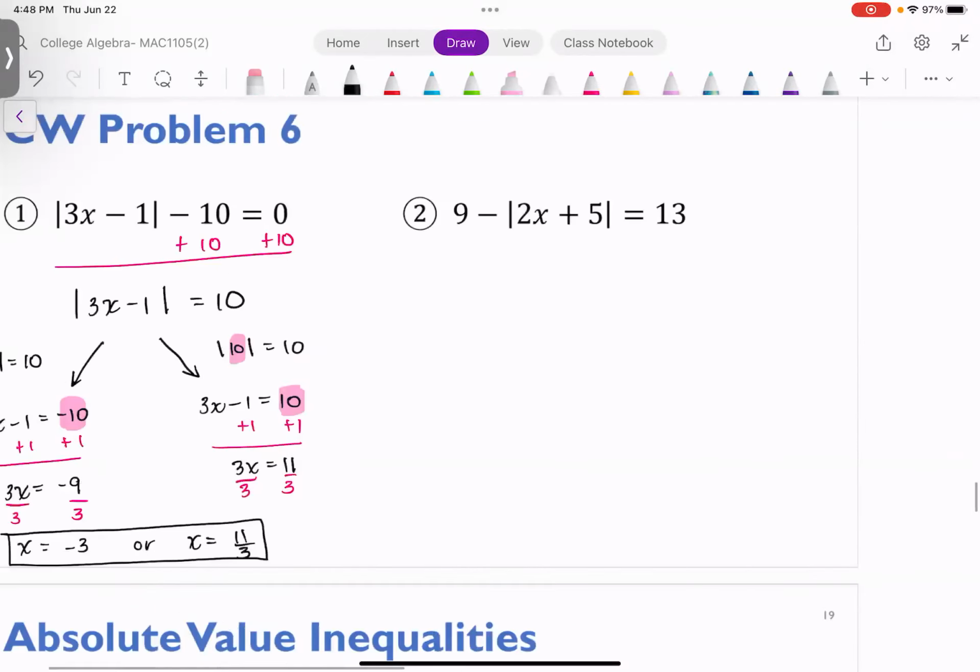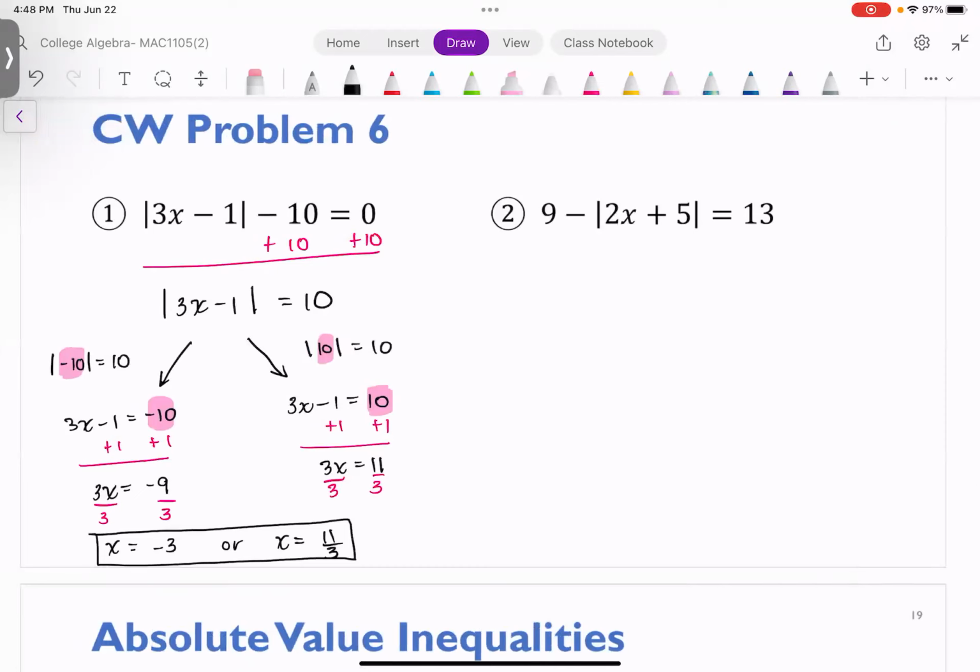For the example on the right, I want you to take a moment and try to see if you can work through that problem before I step in. Go ahead and pause the video and work it out. Resume the video when you're ready to see the answer.